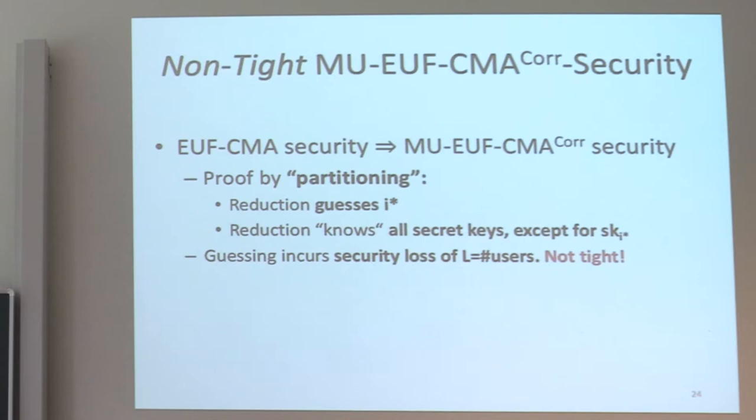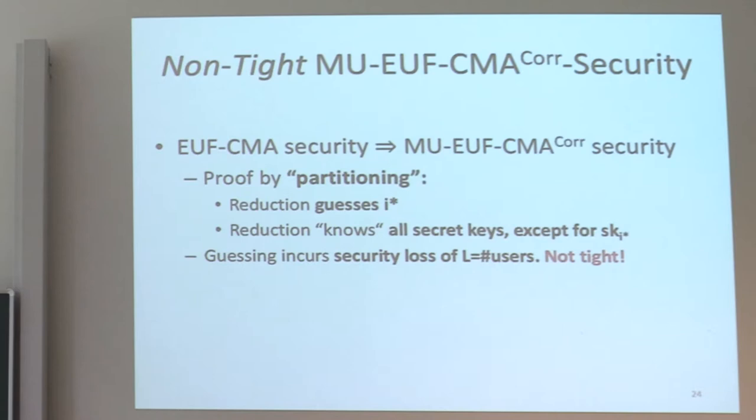And how would we prove this? Well, we use a so-called partitioning argument. In this partitioning argument, we would have a reduction. The reduction guesses the index I star and generates all secret keys except for the secret key for I star. And then it hopes that the adversary forges a signature exactly for this I star here. And then it gets a valid signature for the EUF-CMA security experiment.